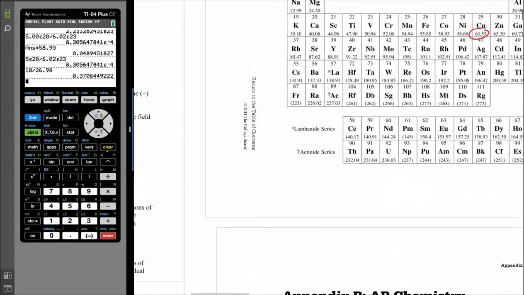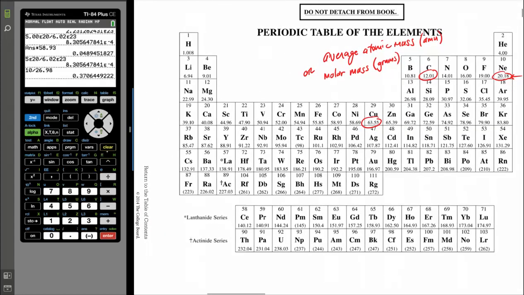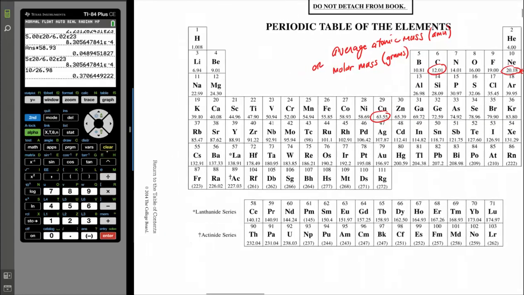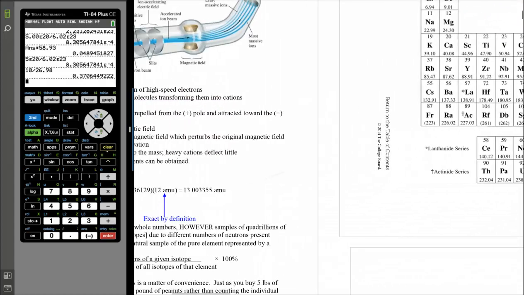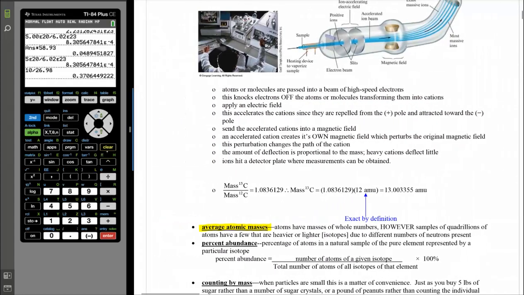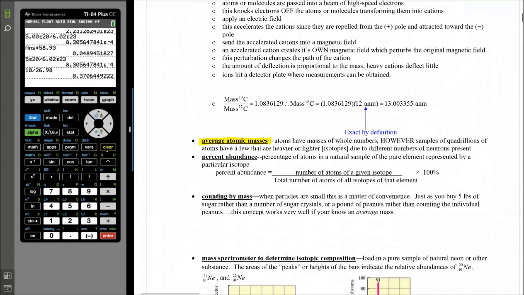So the ones I highlighted earlier for copper and carbon and neon, the average atomic masses, they don't represent one atom of each of those elements. They represent the average atom of those elements. So no atom of carbon actually has a mass of 12.01 AMUs. No atom of copper has an actual mass of 63.55. Those are the averages, and that's the mass that we're going to use for all carbon atoms, or for all copper atoms, or for any element at all, as their mass on the average.